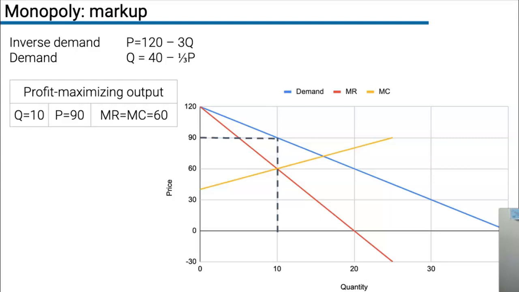In this last video about monopoly, I want to talk about markup as the measure of the monopoly power. So let's see how it works out. We will start with the solution to the monopoly problem in my example that I've been developing in the previous videos. The monopoly will maximize the profit when quantity equals 10, price equals 90, and marginal revenue and marginal cost equal to each other and to $60.